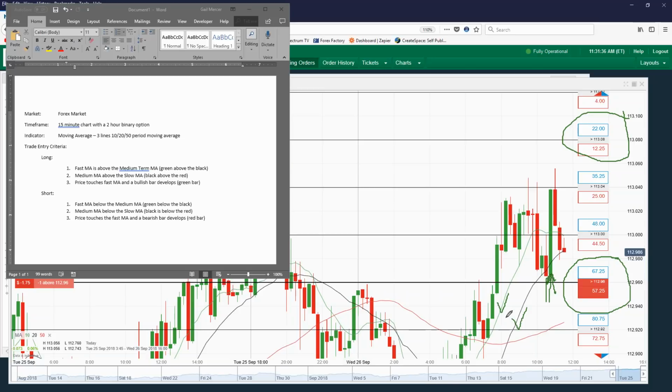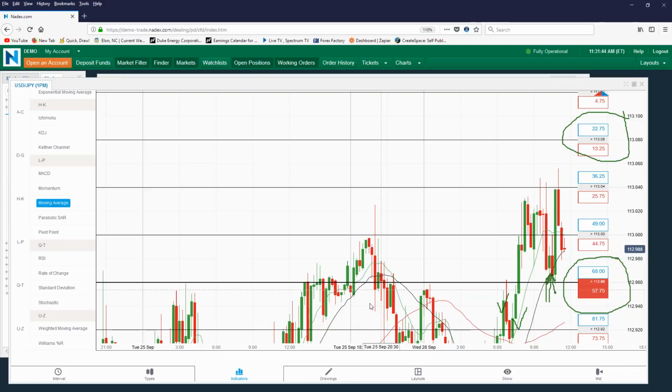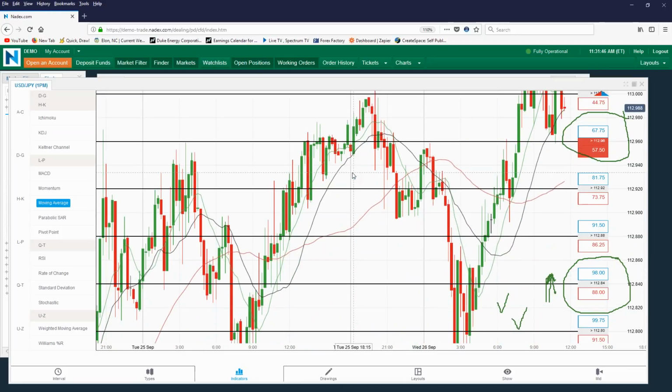Where else could you have entered using this trading plan? Let's go back and let's take a look.